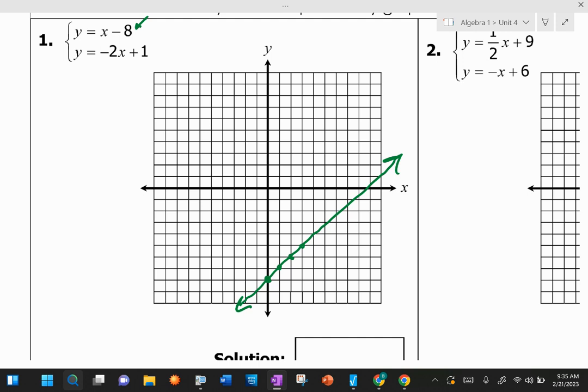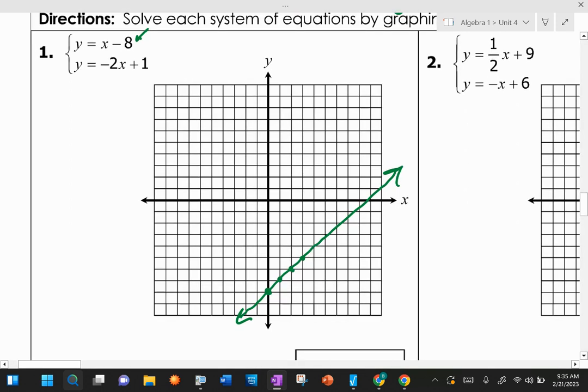Okay, and now I'm going to graph the next one. The next one is y equals -2x plus 1. So what's my y-intercept? The 1. So I'll put my first point at plus 1. And then my slope is -2 over 1, because it's a whole number. So I'm going to go down 2, right 1, down 2, right 1, down 2, right 1.